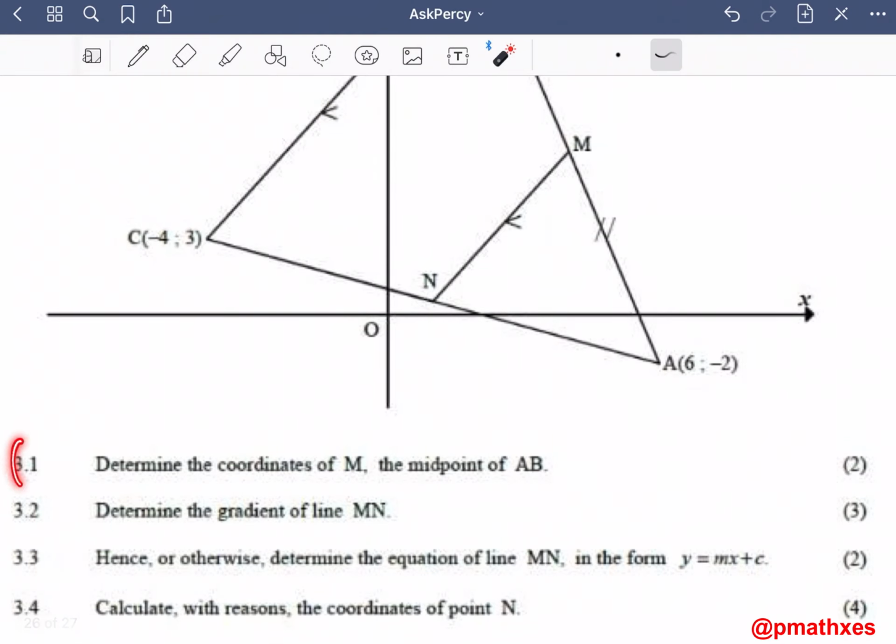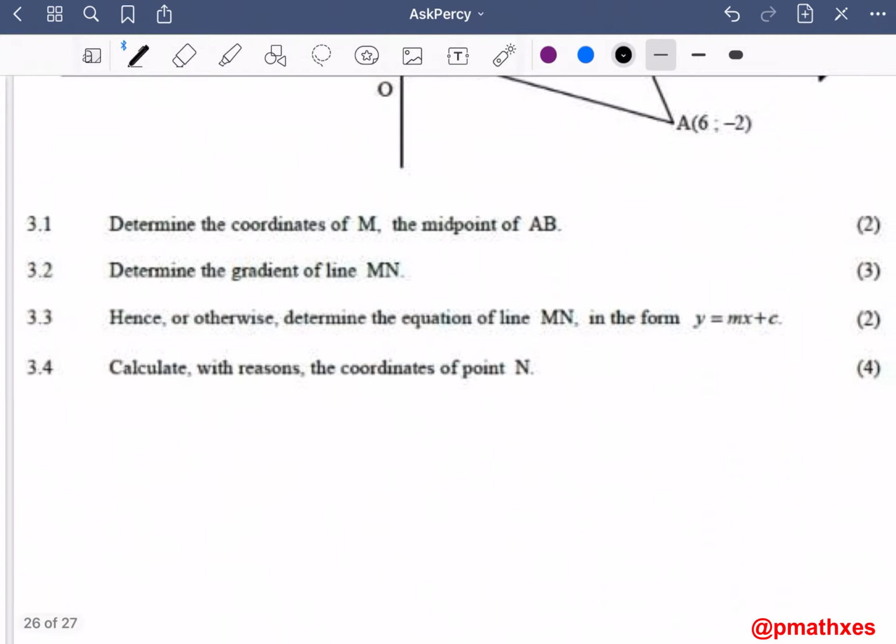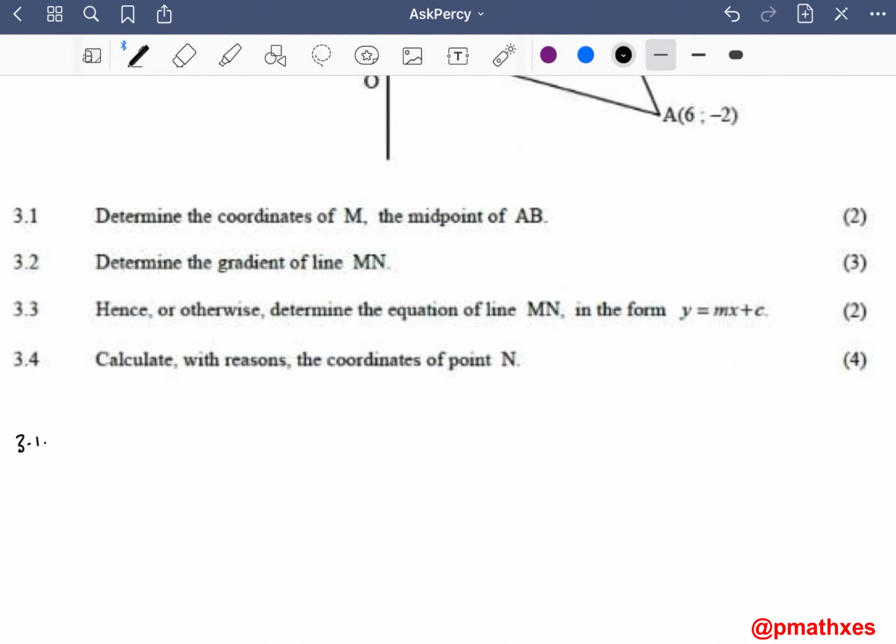Now 3.1: determine the coordinates of M, the midpoint of AB. So they want us to find the coordinate of M, and M is the midpoint of AB. So how do we do that?